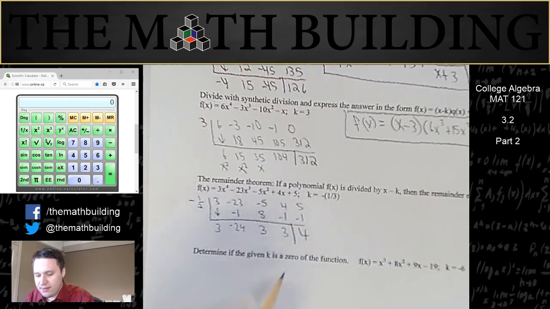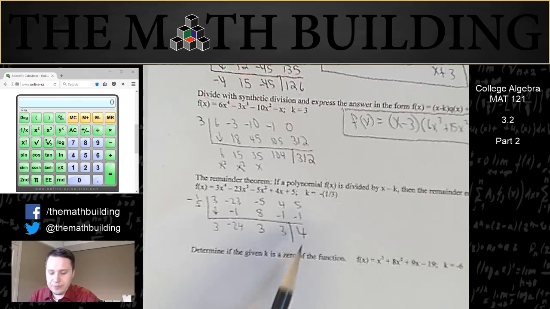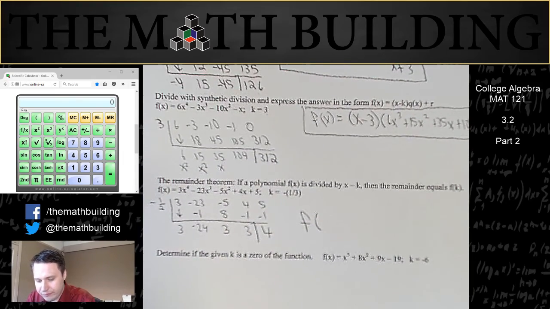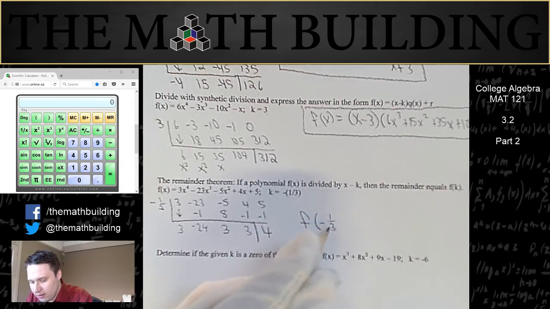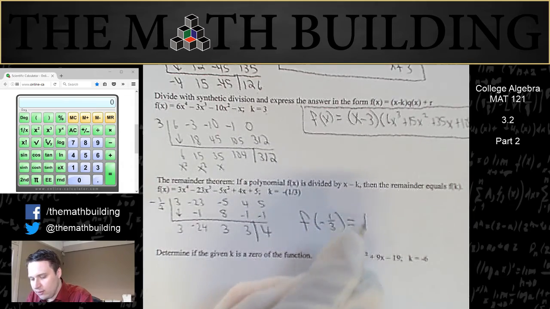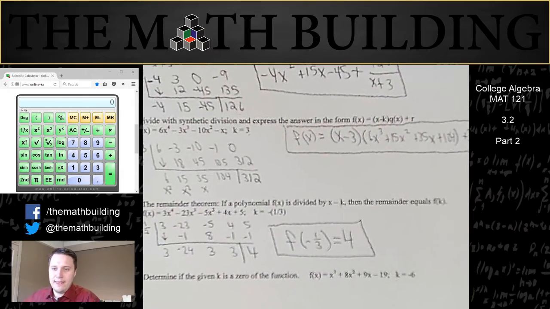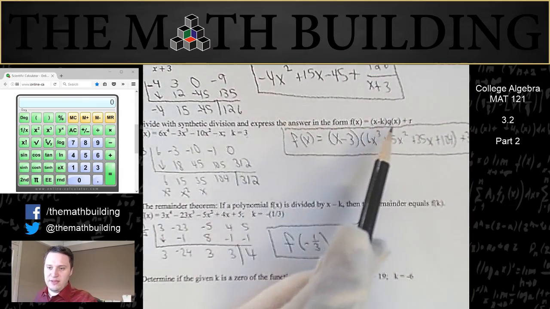Add it down, and so we get a remainder of 4. Because of the remainder theorem, it's really cool: f of negative a third equals 4. So the answer is 4. So that's kind of a result from this.